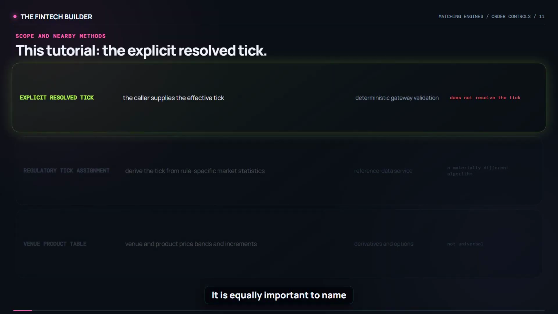It is equally important to name what sits outside the fence. This is the explicit resolved tick variant. The caller supplies the effective tick, and the validator applies exact divisibility. It is deterministic, and it is cheap, and it does not resolve the tick.